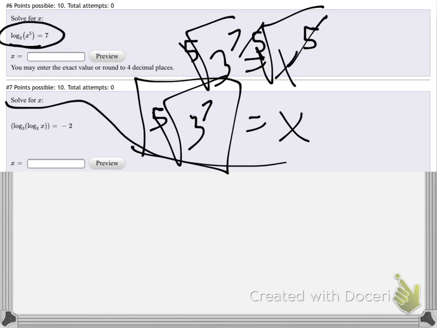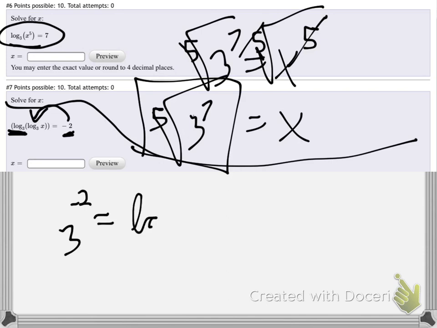Next deal, on number 7, this is a funny stacked logarithm thing, and so I figured you might want to see that. If we start with the very first logarithm here, very first logarithm is base 3. So that'll be, if I put this in exponent form, 3 to the minus 2 power, 3 to the minus 2, equals whatever is inside the logarithm. And that's a whole other logarithm, which is log base 3 of x.